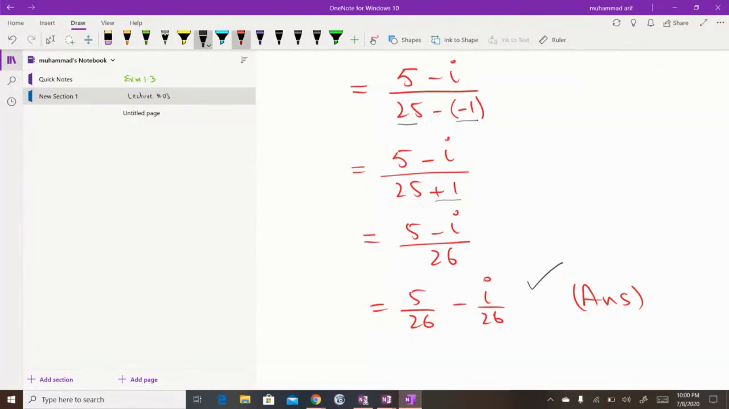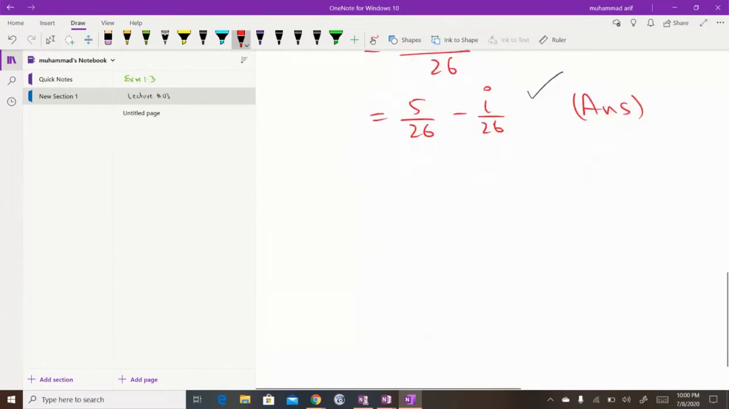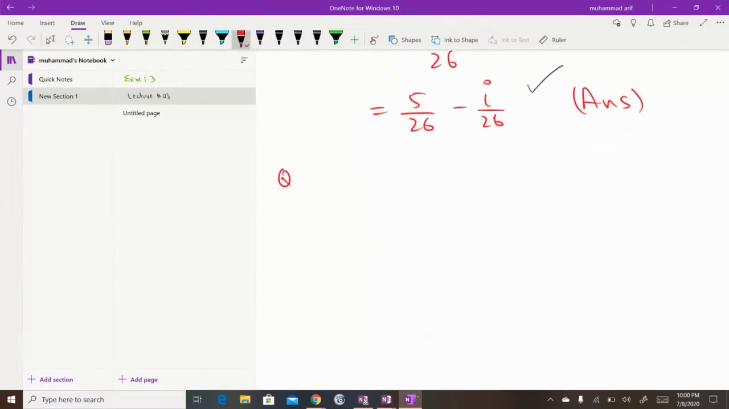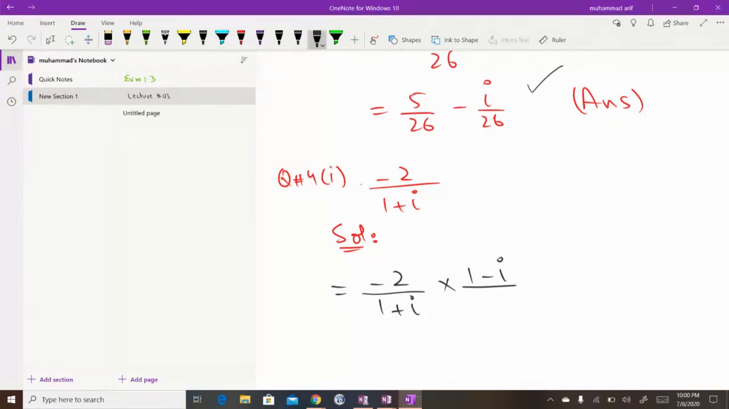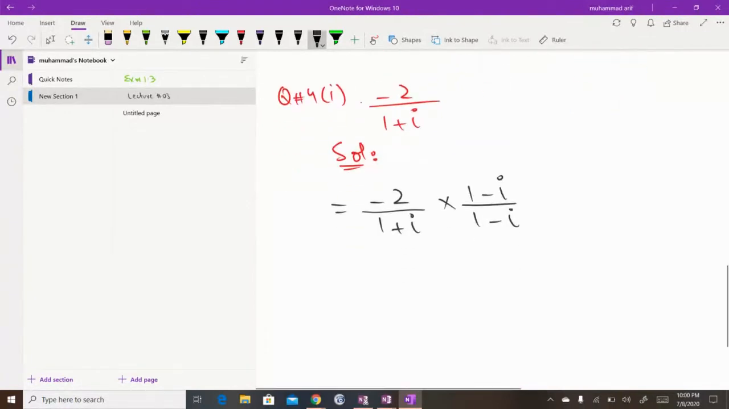Now we solve part number 1 of question number 4. Question number 4, part number 1 is 2 over 1 plus iota. In question number 4, we see that we have 1 plus iota in the denominator. We rationalize it by 1 minus iota. That is, we multiply and divide it by 1 minus iota, its conjugate.